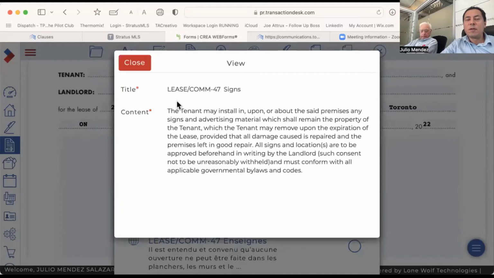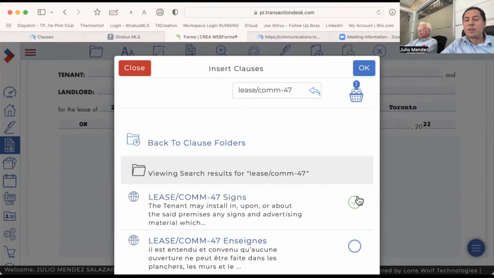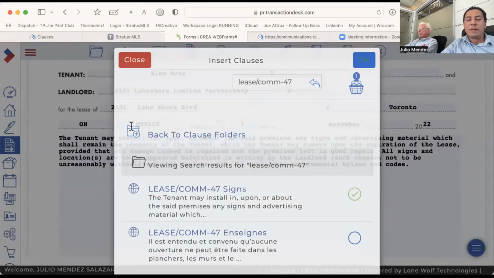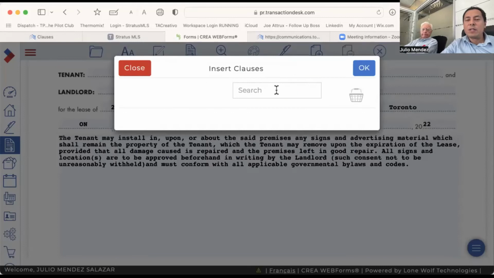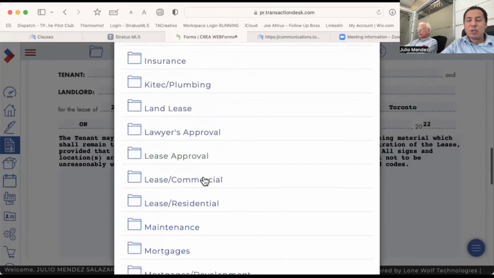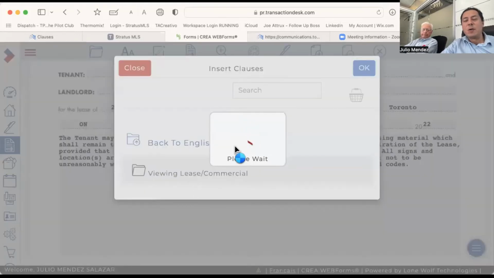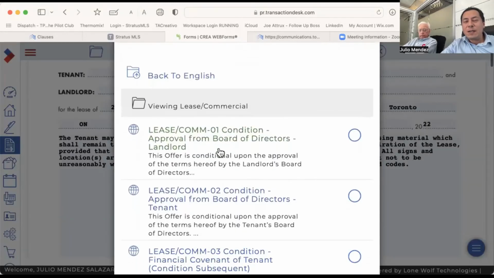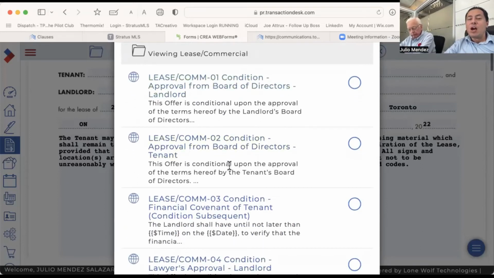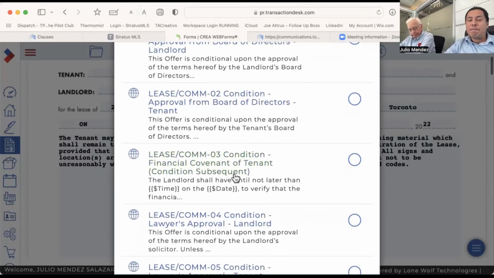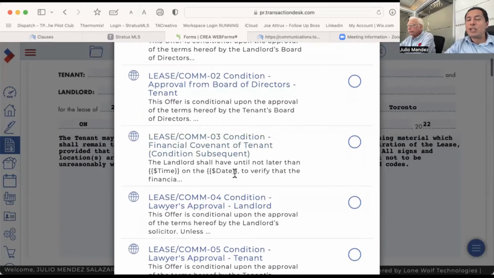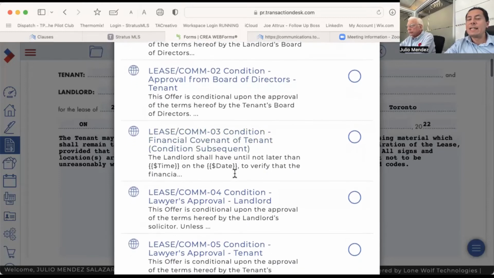So we were looking at lease commercial. Let's just add it. Again, let's go back to our system clauses. Lease commercial. Here we go. We have lease one, condition of approval from board of directors. Nope. Condition, financial covenant of tenant.